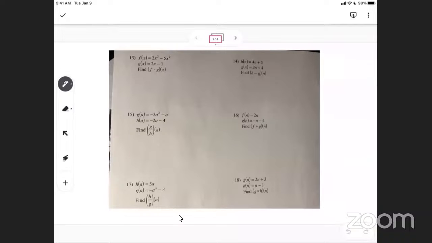All right. So they want us to find all of these function values. All right. Let's do it then.